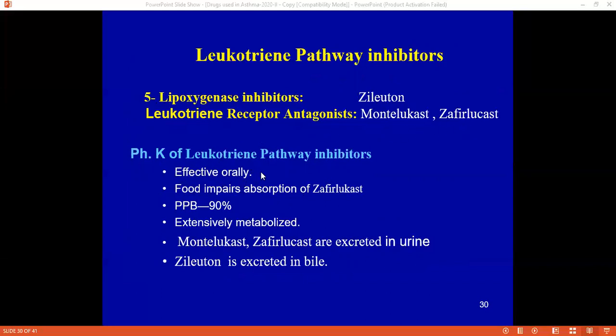Pharmacokinetics of leukotriene pathway inhibitors. They are effective orally. Food impairs absorption of zafirlukast. Plasma protein binding is 90% and they are extensively metabolized. Montelukast and zafirlukast are excreted in the urine, and zileuton is excreted in the bile. Zileuton is the 5-lipoxygenase inhibitor.